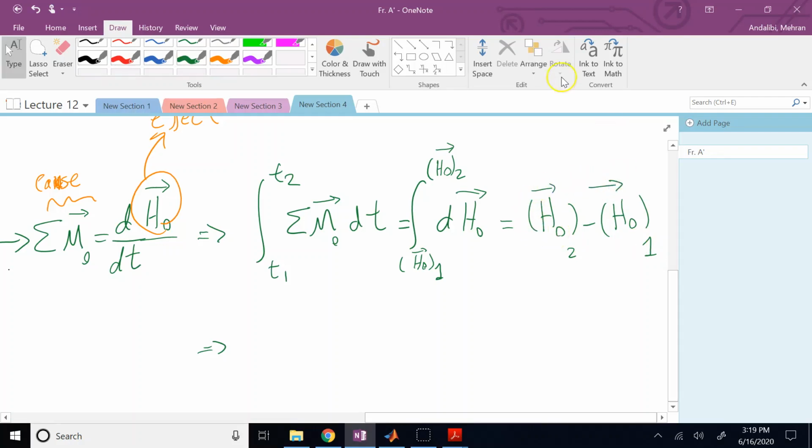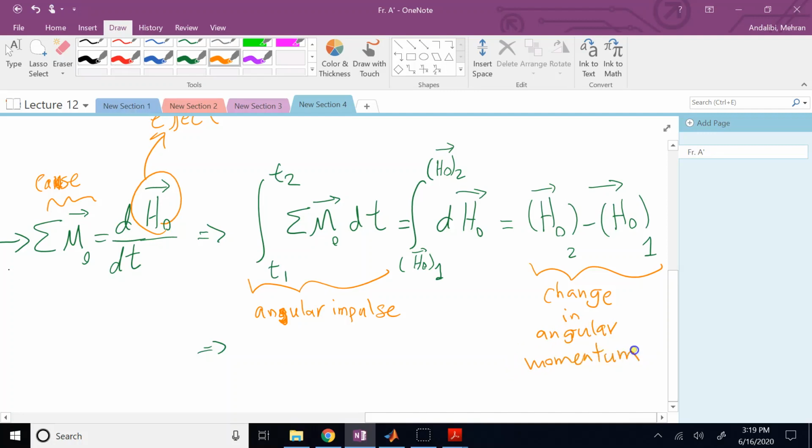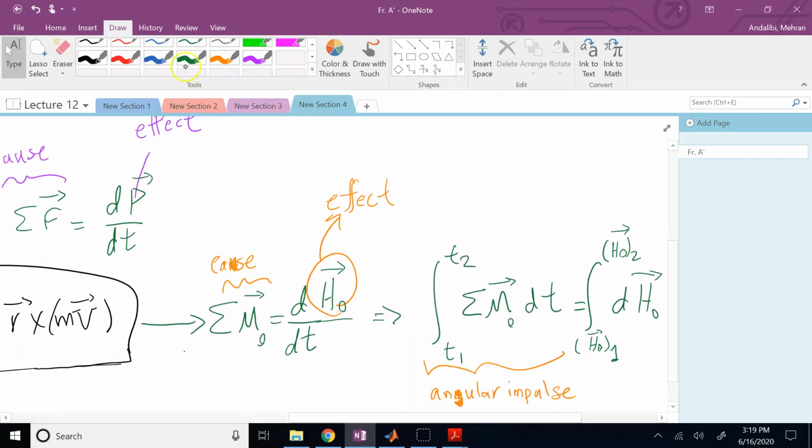So what is this here? On the left, this is again a new quantity, which we call angular impulse, which is the area under the curve of moment versus time, and this is what? The change in angular momentum. Just like the linear impulse and momentum formula that we had, right? Remember, here what we did was we cross-multiplied both sides by dt, and then we integrated with respect to time on the left and p on the right, correct?